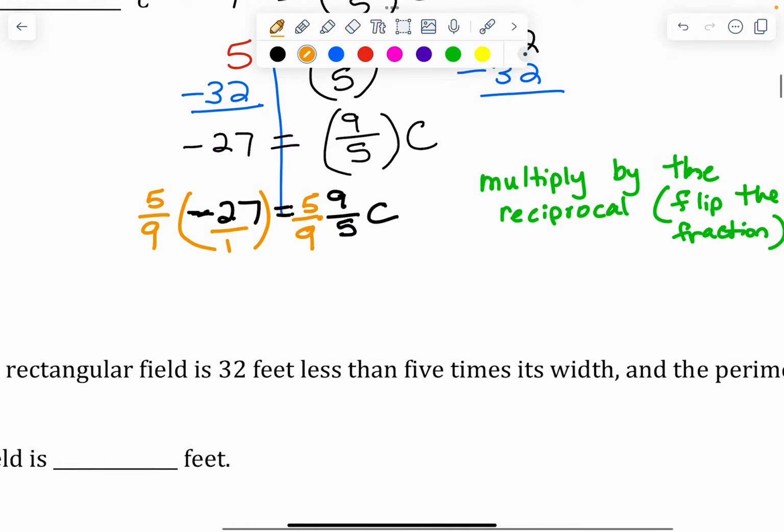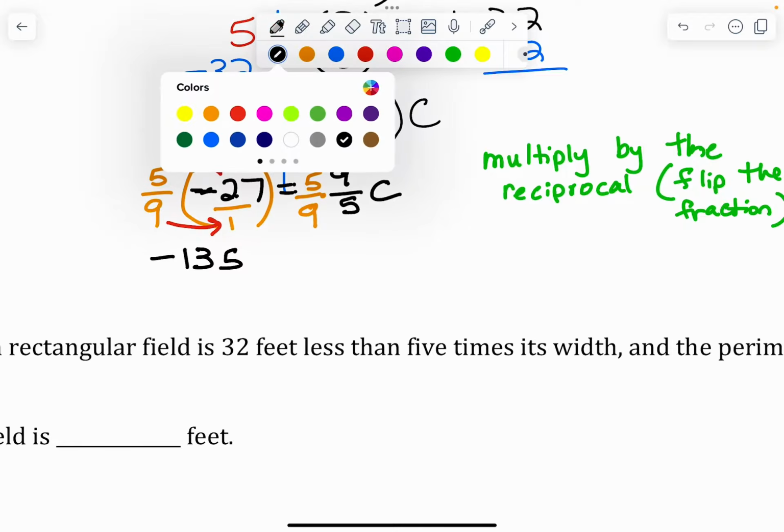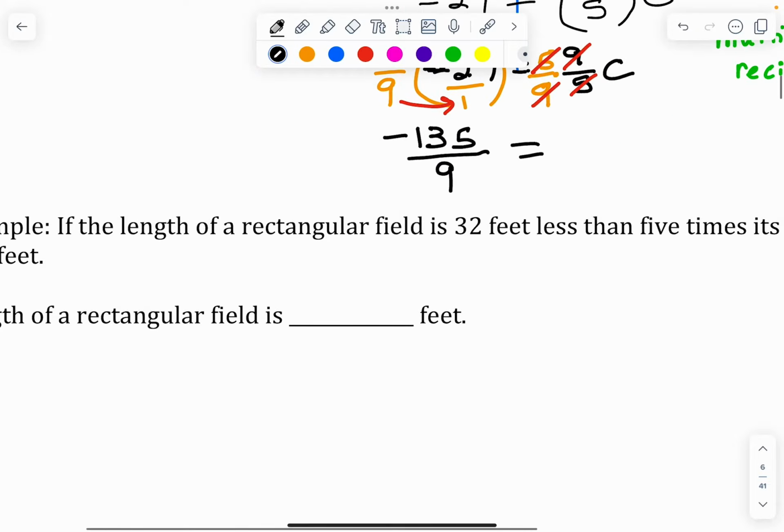We're going to write that negative 27 over 1. And then that's going to give us negative 135, and that's because we did 5 times negative 27. And then we're going to do 9 times 1, so over 9. And then on the right side, 5 on top cancels 5 on bottom. 9 on bottom cancels 9 on top. And we're just left with C.